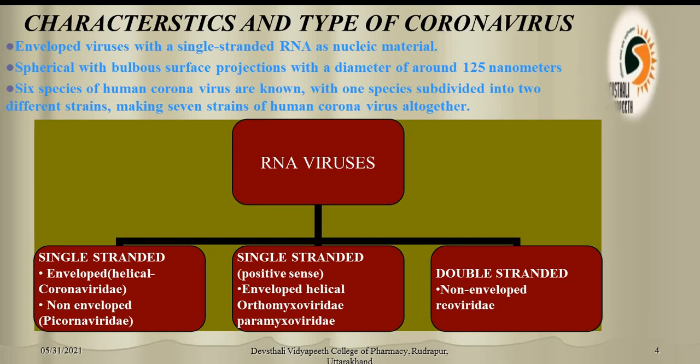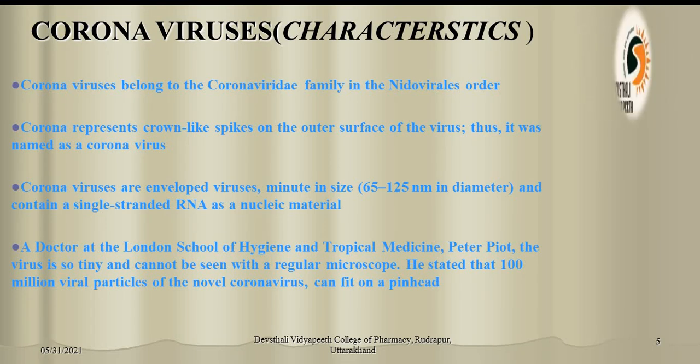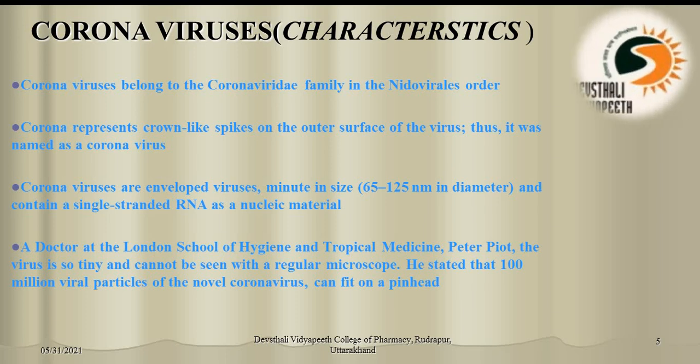As you can see in the flow chart, RNA viruses have been divided into 3 types based on the strand: single strand positive sense, single strand negative sense, and double strand. And coronaviruses are in the section of single-stranded enveloped viruses. Coronaviruses belong to the family Coronaviridae, and the order is Nidovirales.